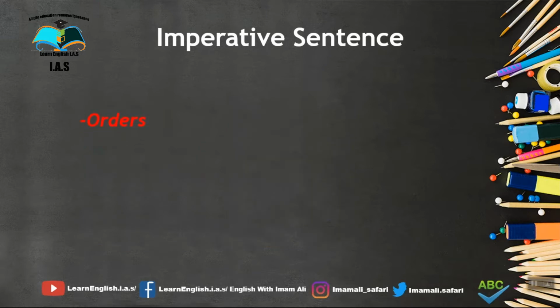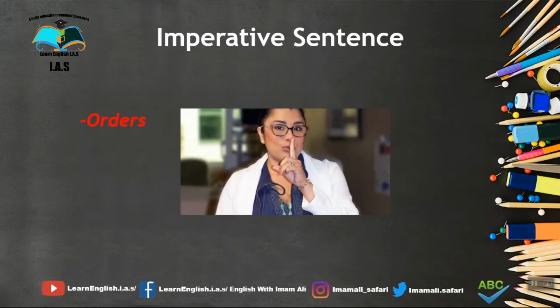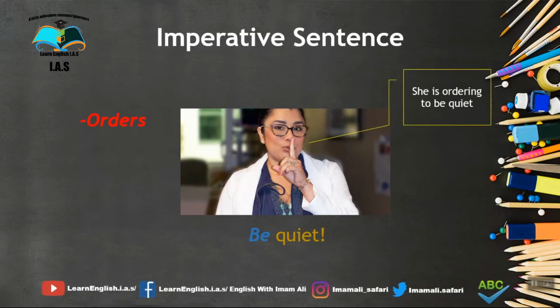And also we use imperative sentences for orders. For example, as you're looking at this picture, this lady is ordering, so be quiet. Be quiet. You know what she is doing? She is ordering to be quiet. So in this sentence, again the sentence starts with be, which is the verb.